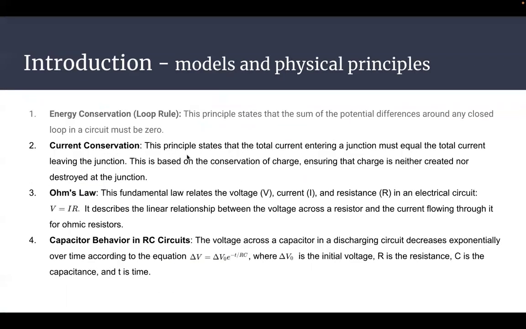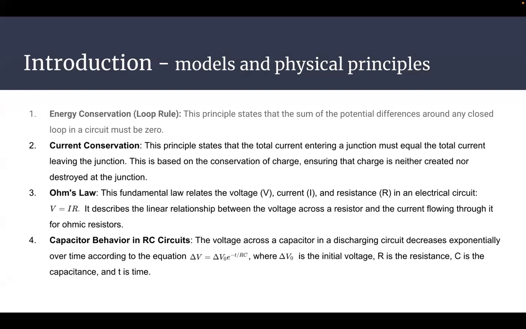Here are the models and physical principles used in this lab. First, energy conservation, which is the loop rule. Second, current conservation. This principle states that the total current entering a junction must equal the total current leaving the junction. Third, Ohm's law. This fundamental law relates the voltage V, current I, and resistance R in an electrical circuit: V equals IR. It describes the linear relationship between the voltage across a resistor and the current flowing through it for ohmic resistors.